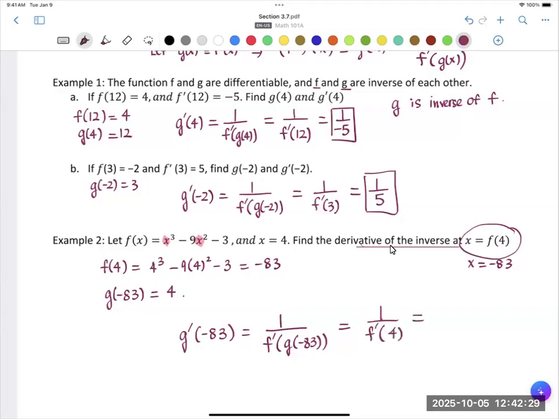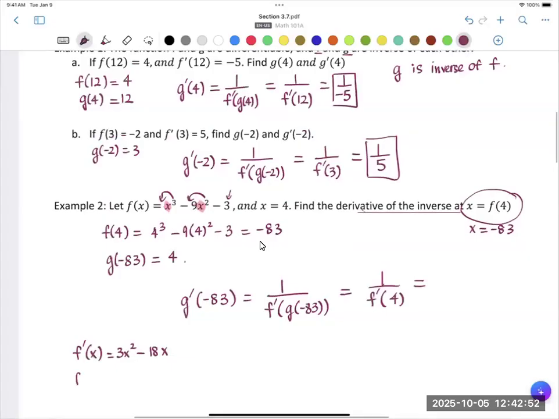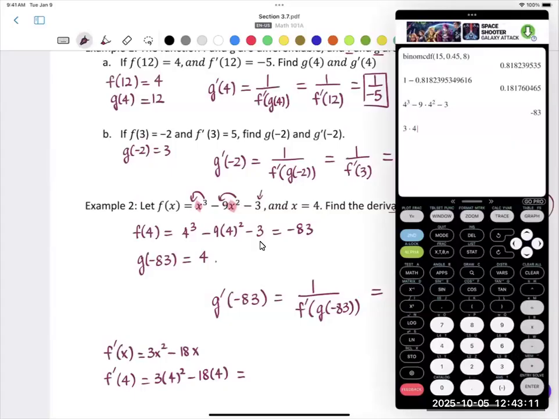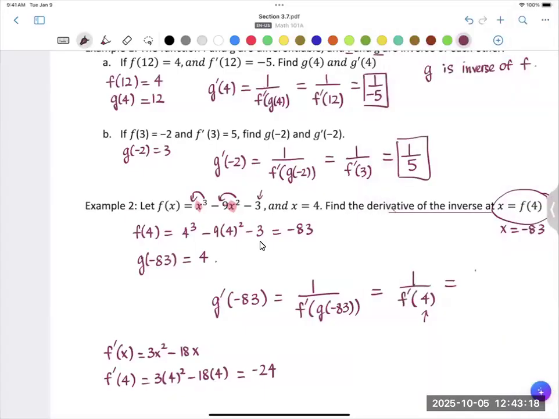So in order to find f prime of 4, can we find f prime of 4? Yes, we can take the derivative of the function and then put in 4. So what is f prime? F prime of x, by the power rule, is 3x squared minus 18x, and the derivative of the constant is 0, so nothing. Now we put in 4 because this is f prime of 4. So f prime of 4 is 3 times 4 to the power 2 minus 18 times 4, and that is negative 24. So the derivative of my inverse function at x equals 4 is 1 over negative 24.